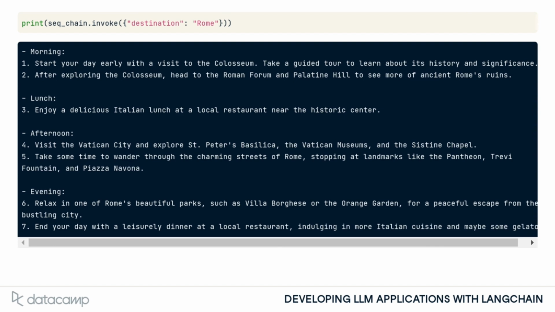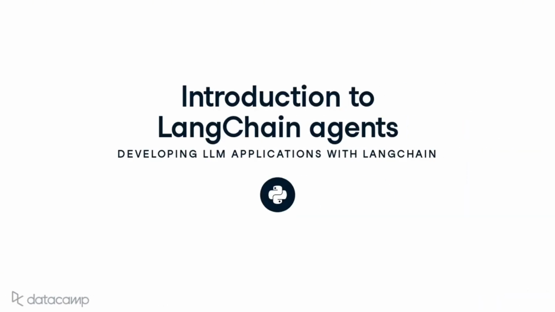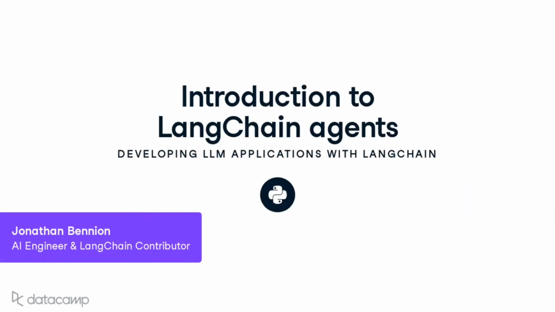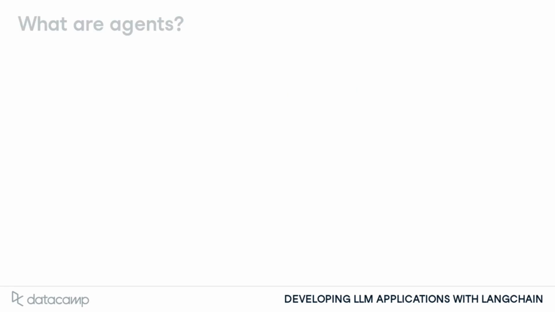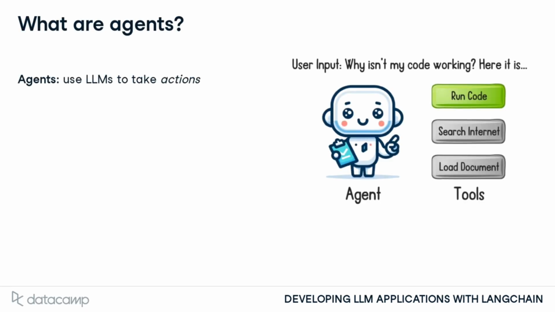The model considered that we only had one day to explore and wove in its top suggestions of the Colosseum and Vatican City. Now that we're confident with LLMs, it's time to move on to a hot area of AI application development: agents. In LangChain, agents use language models to determine actions.